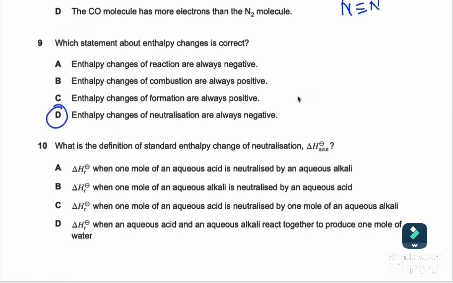Yes, it is always negative because in neutralization, what happens? The proton reacts with the hydroxide ion to form water, right? So it is always forming, so a bond is formed here, right? The bond is formed. So the bond formed is nothing but option D.